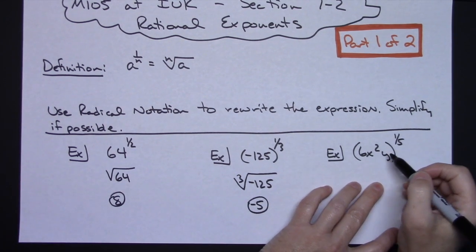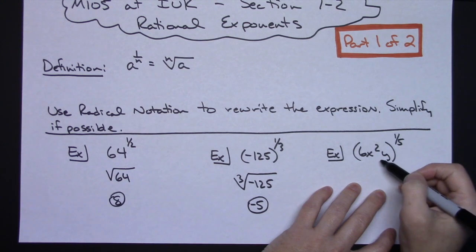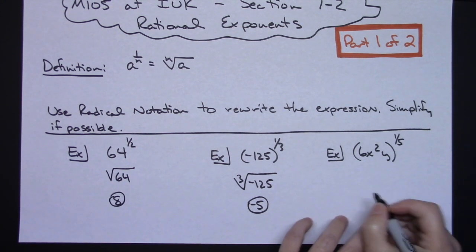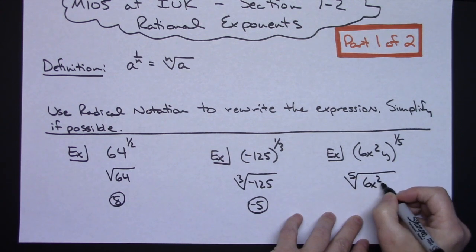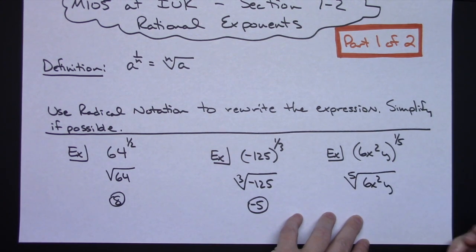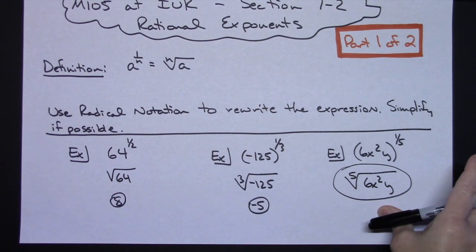And here again in this last example, my entire base is indicated as the 6x squared y because of the set of parentheses there being raised to the 1/5, which means it's going to be the fifth root of that 6x squared y for the whole entire thing. So a real easy implementation of that rule.